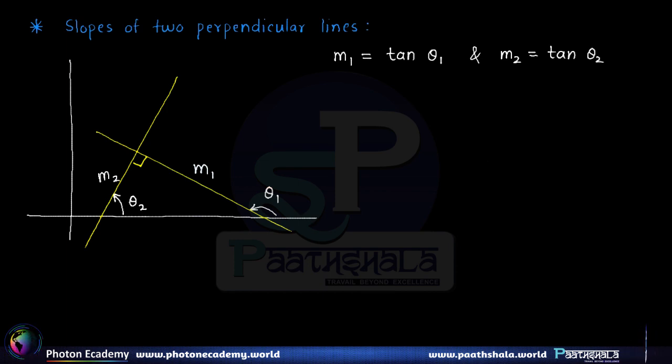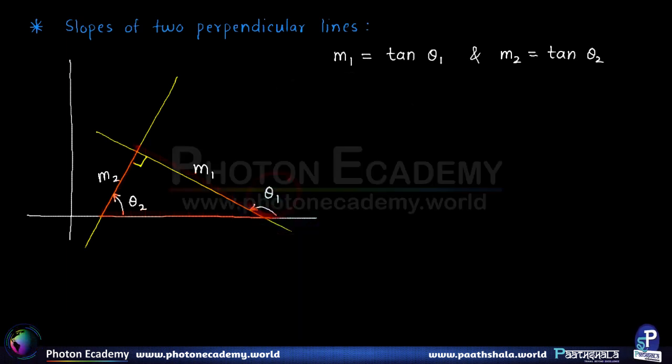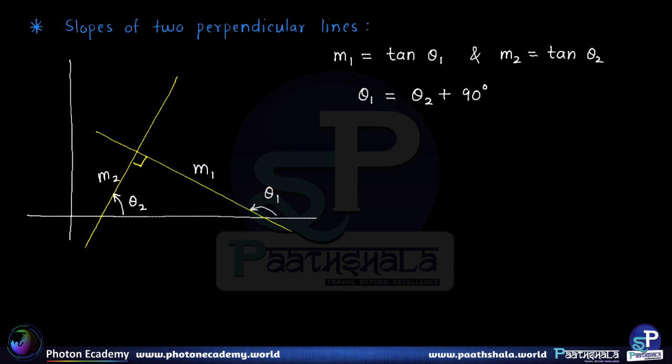Now if you look at the triangle, in this triangle we observe that theta 1 is the exterior angle and hence it must be equal to the sum of the remote interior angles, which is 90 degrees and theta 2. So therefore let us write this as theta 1 is equal to theta 2 plus 90 degrees. Now let's take tan of both sides and see what happens. Tan of theta 1 turns out to be equal to tan of theta 2 plus 90 degrees.